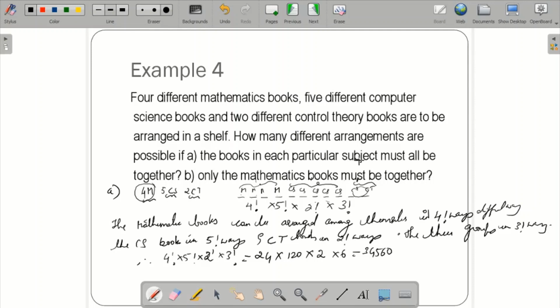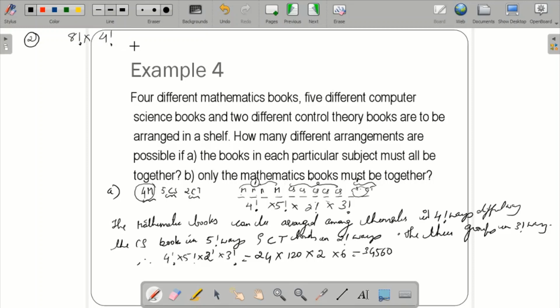The books in each particular subject must all be together. Second, only the mathematics books must be together. Again, how many books did we have? 4 plus 5 plus 2, that was 11. But only mathematics books must be together. That means only these, then these can be jumbled within that. So this is taken as one set. This is 5, I mean 1, 2, 3, 4, 5, and this is 6, 7. So it is 8 factorial, and then mathematics books themselves can be arranged in 4 factorial. So this is the required answer.